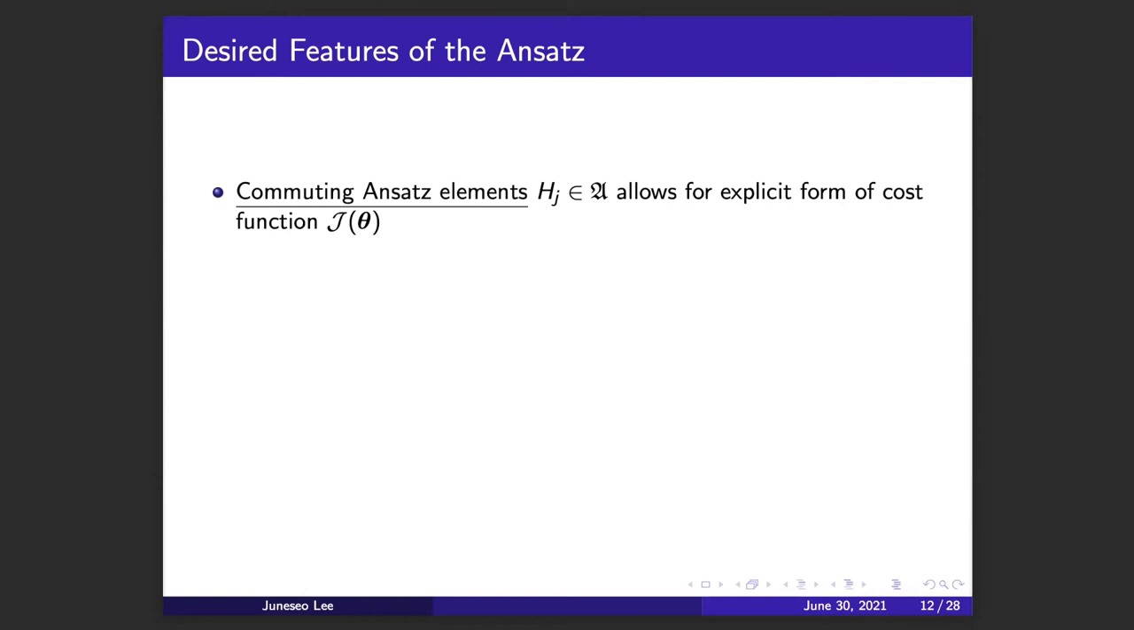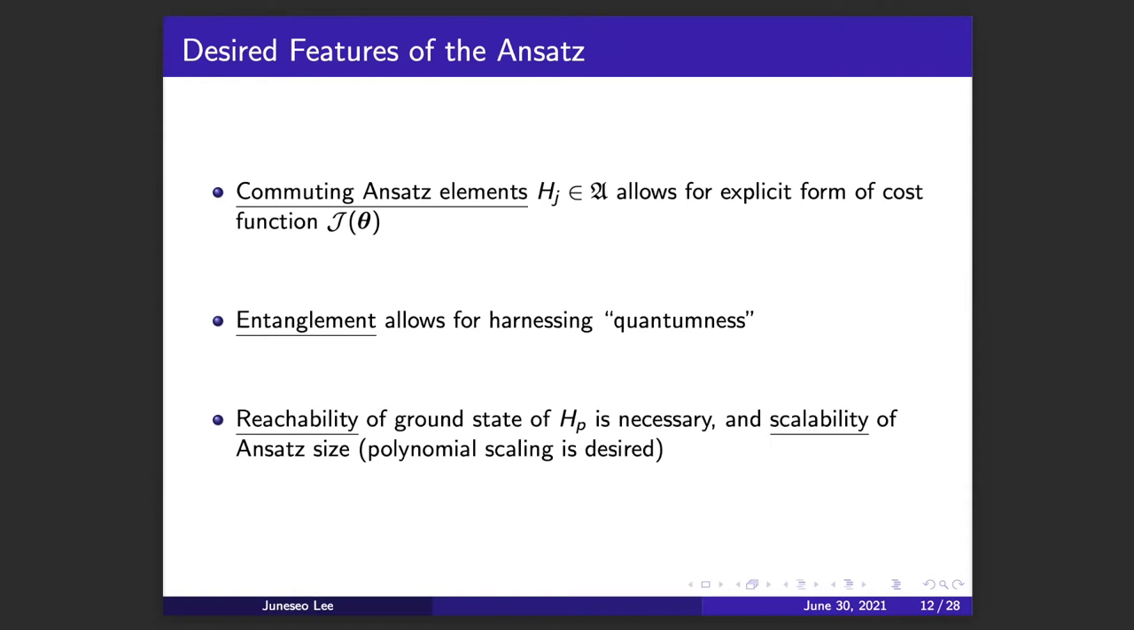Second, we want our elements to create entanglement so that we can actually have something quantum, also in quotes. And lastly, we want to be able to guarantee that we can reach the ground state, but also have our ansatz be scalable. So ideally, we want the size of the ansatz to scale polynomially.